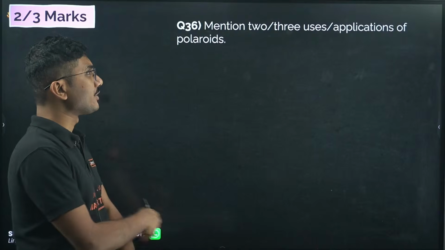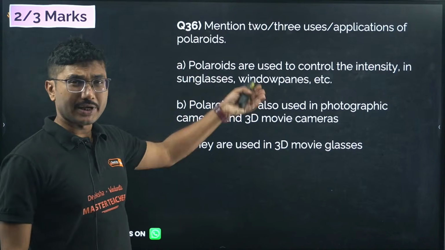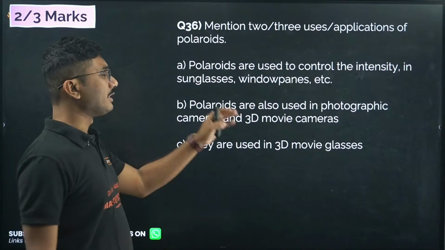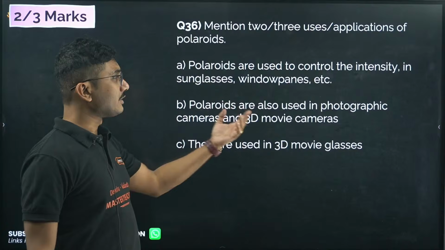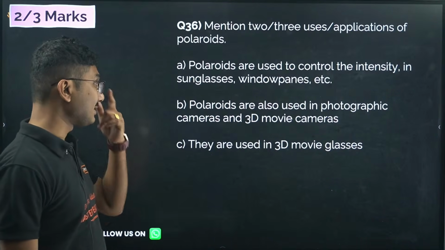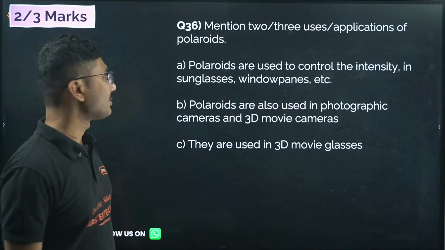Mention 2-3 uses or applications of Polaroids. Either it can be asked as uses or applications, everything is the same. Polaroids are used to control the intensity in sunglasses, window panes. Polaroids are also used in photographic cameras and 3D movie cameras. They are used in 3D movie glasses as well.